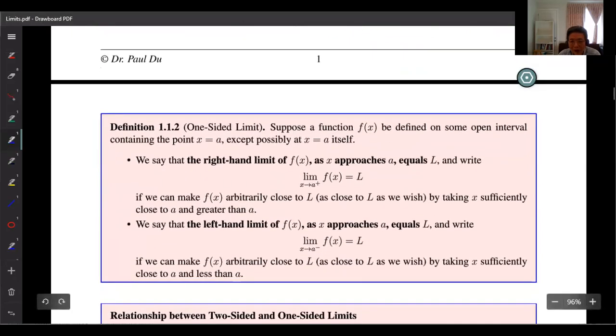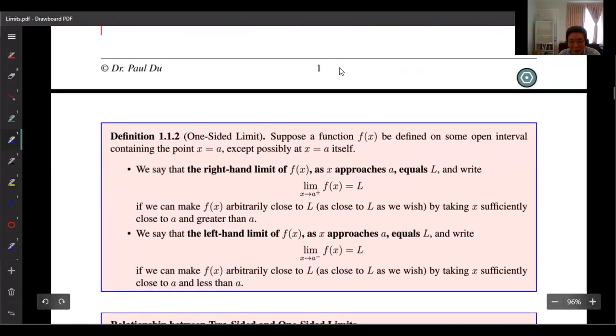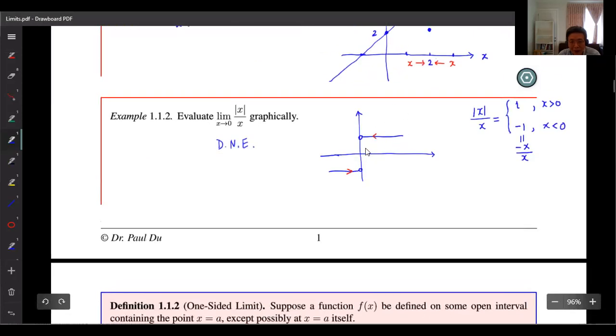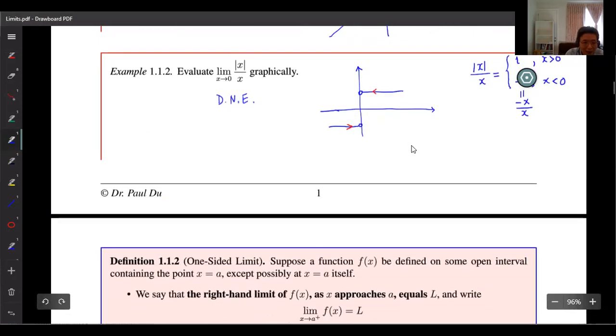Now we can introduce one-sided limits. If a two-sided limit does not exist, we can talk about the one-sided limit very easily. We can say the limit of a function as x approaches 0 from the positive side. I put the plus to mean from the right-hand side: x approaches 0, but x is greater than 0.